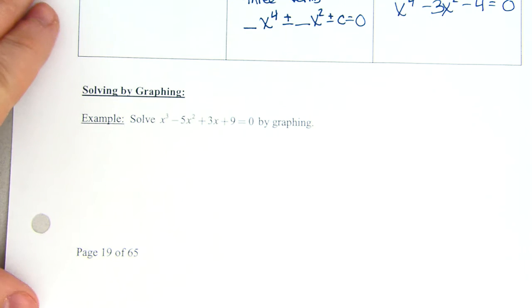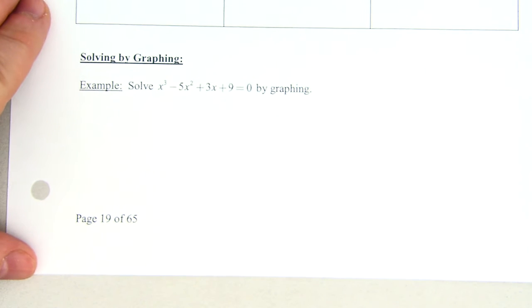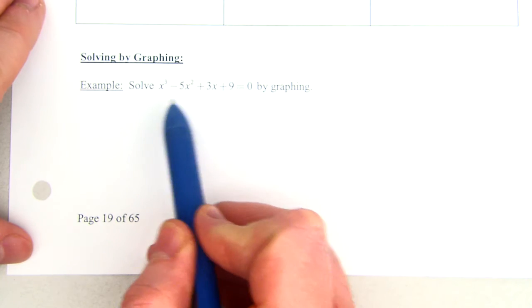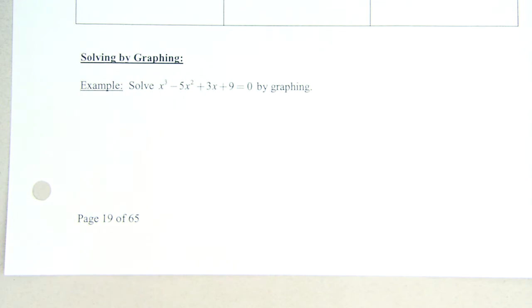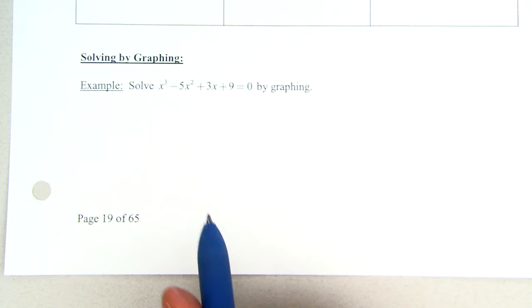And this method is called solving by graphing. Taking a look at this equation over here, x cubed minus 5x squared plus 3x plus 9 equals 0. How many solutions will that equation have? I hope you said 3 solutions.